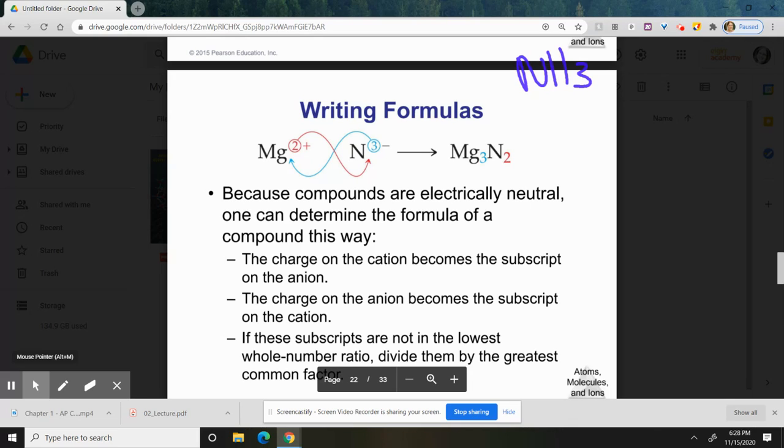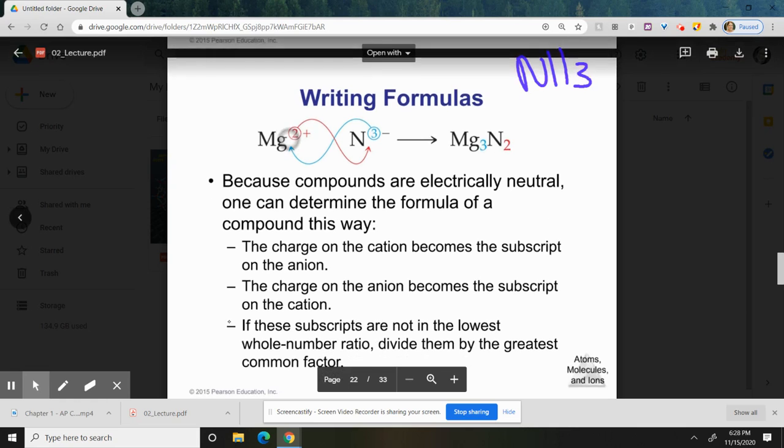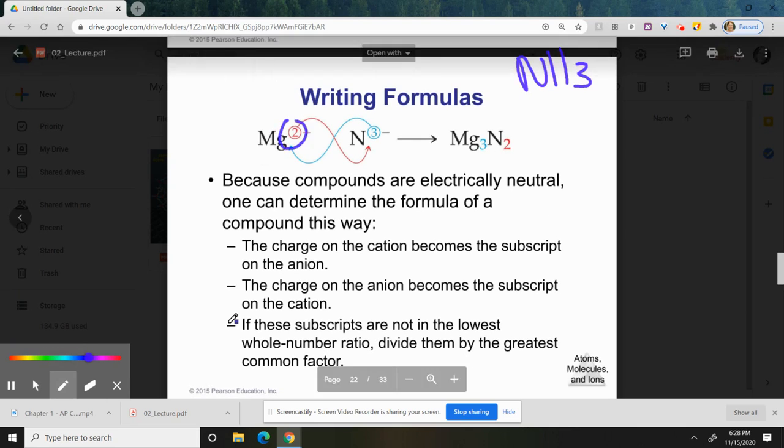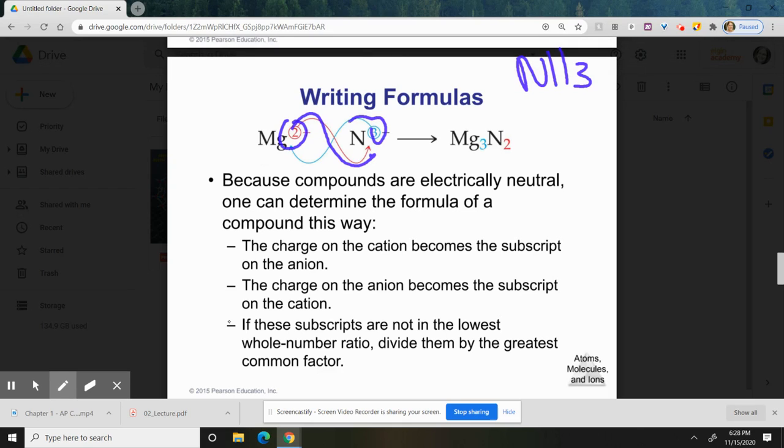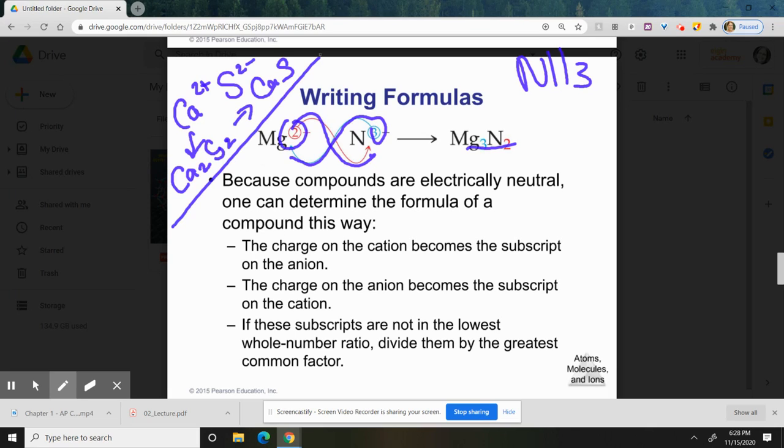So when you're writing your formulas, remember you've got the switching phase. So if you have a 2 plus here, it can flip over. The 3 from the 3 minus can go over to bring it down here. Now, if you can reduce, so if I have Ca2 plus and S2 minus, if we just flip them, we'll end up with Ca2S2, but that's going to reduce down to CaS.